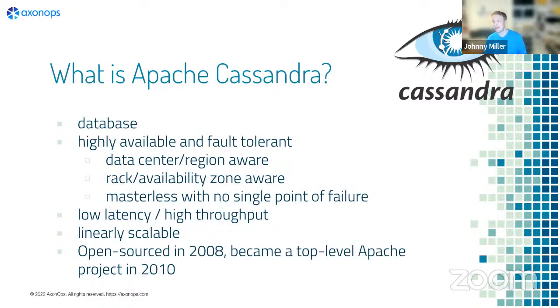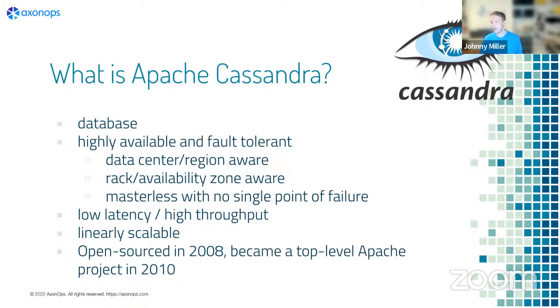And like any database, it requires stuff to be done to it to make sure it's there and available and servicing the needs of its clients. There's some specific nice characteristics about Cassandra, which is why we love to use it. It is highly available and fault tolerant. This is a fantastic feature in Cassandra.